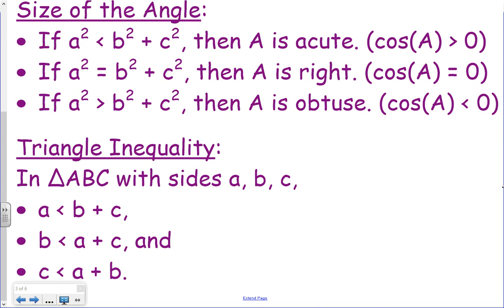So notice that we're not squaring the A's, B's, and C's here. In triangle ABC with sides a, b, and c, it has to be the case that when you sum up any two sides of that triangle, that turns out to be more than the third side. So a has to be less than b plus c, b has to be less than a plus c, and c has to be less than a plus b. Basically what that's saying is any side of your triangle has to be less than the sum of the other two sides. That's our triangle inequality.